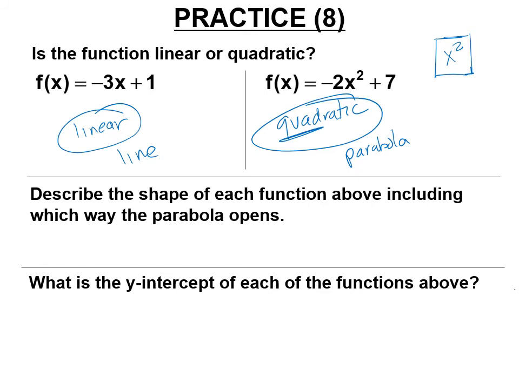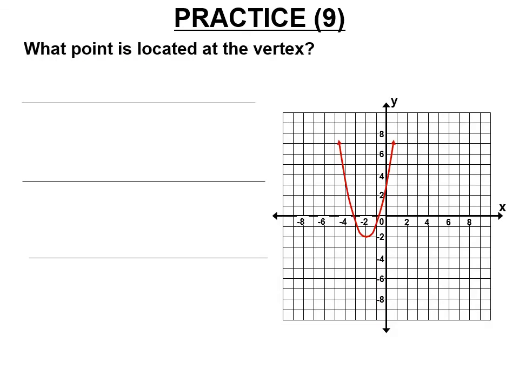What is the y-intercept of each of the functions, right? This is slope-intercept form, so its y-intercept is 0, 1. This is not slope-intercept form, but the y-intercept is still in that same location. 0, 7 is the y-intercept. All right, what point is located at the vertex? All right, it's right there, and that will be -2, -2.